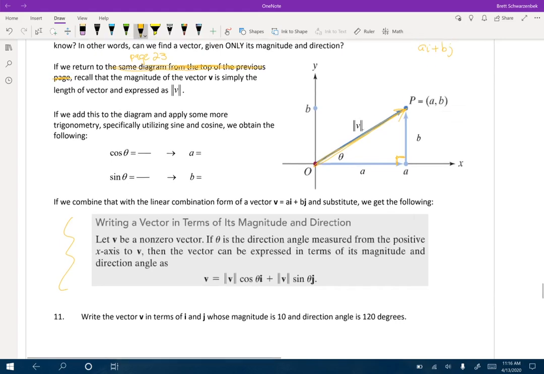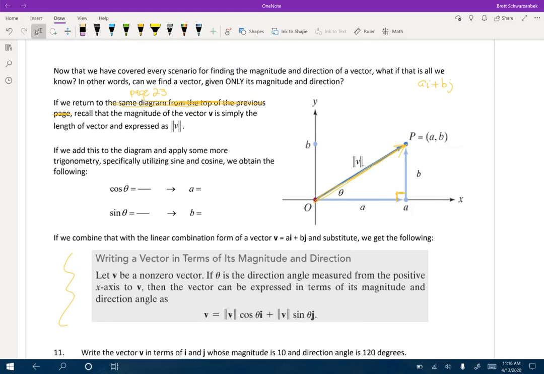We're going to use trig. So look at the reference angle we have right here in the actual triangle. Let's find the cosine of that. The cosine is always going to be adjacent a over hypotenuse magnitude of v. Okay, if we solve for a, we would just multiply both sides by the magnitude of v and get this for a.